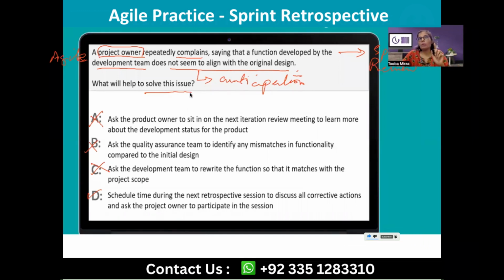First of all, don't altogether jump to the conclusion that if the product owner is saying that something is not working as expected, then we can assume that he is always right. He may or may not be, right?